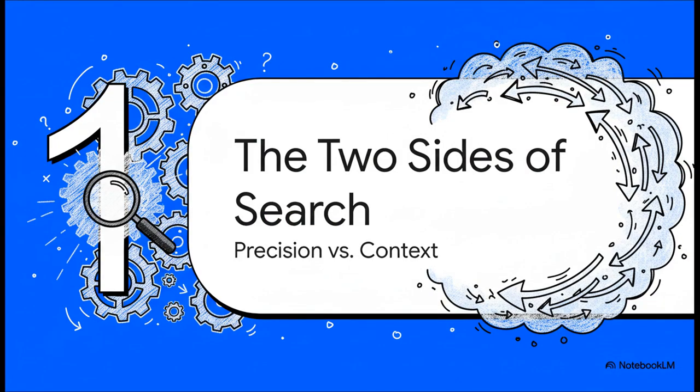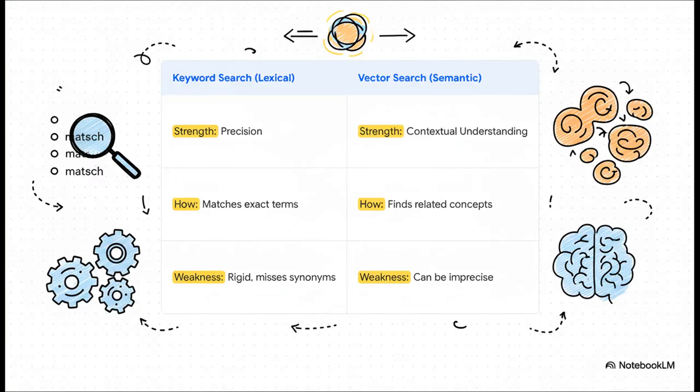Right, because for the longest time, search has been this constant balancing act. You could get pinpoint precision, or you could get this broad, fuzzy, contextual understanding. But getting both at the same time? That was incredibly hard. It meant you were always making a compromise between what a user typed and what they actually meant. And this slide just lays out that classic dilemma perfectly.